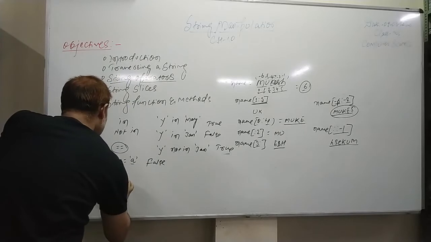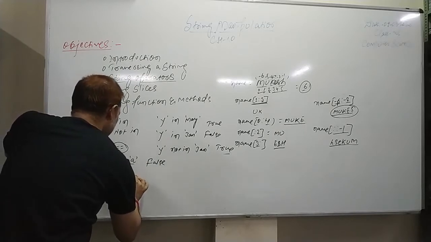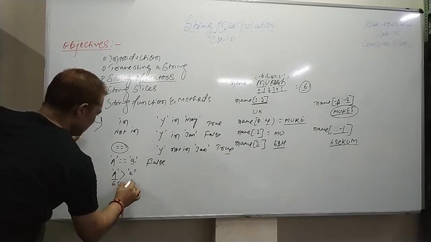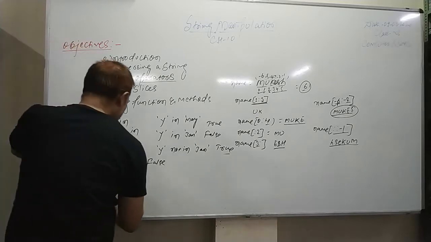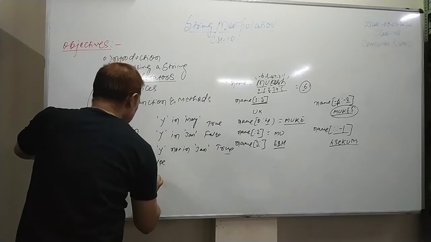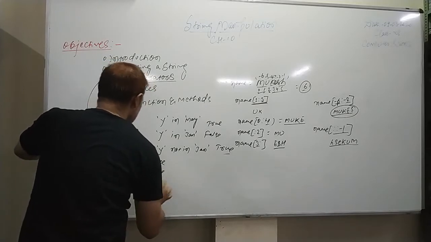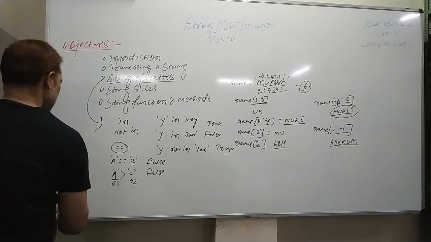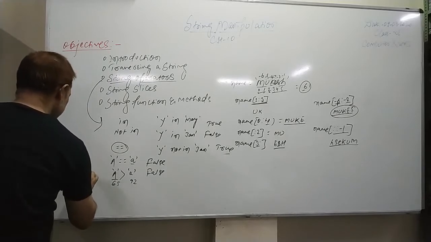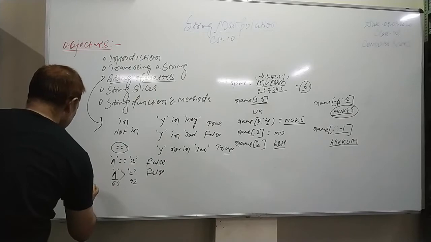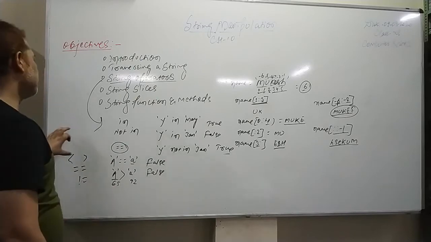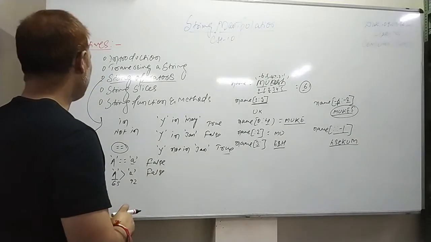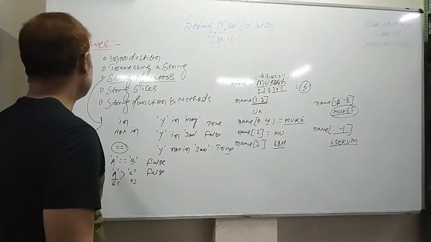You may say A greater than A. As you can understand, this A value is 65, this is 92, so this is not the case. 65 is not greater than 92, so it will give you false. You can use the less than operator, greater than, equal to, not equal to. These are all relational operators, and they can be used just like the arithmetic operators, or just like with numbers.